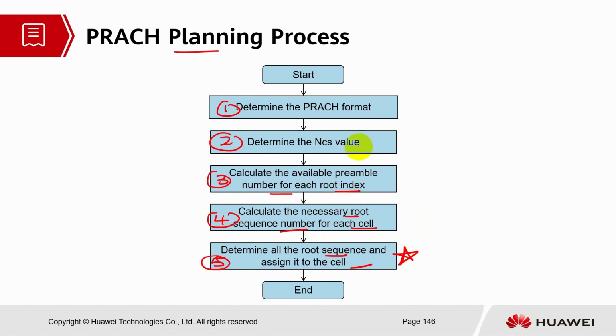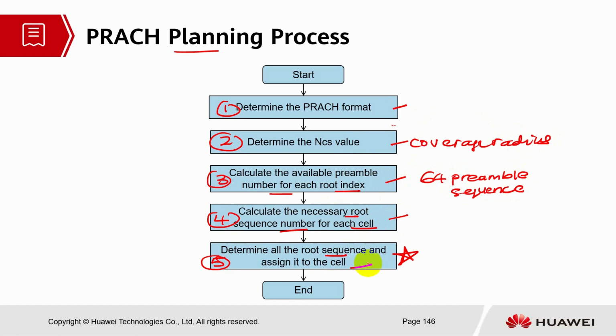But before that, you need to determine what format you are using, what is the NCS value based on the coverage radius. So this one is based on the coverage radius and the format. Then we have to see how many preamble number that will be given for the root index out of the 64 preamble sequence for each cell, and what is the necessary root sequence number for each cell. After that only we will configure to the cell level. So these are the planning process.